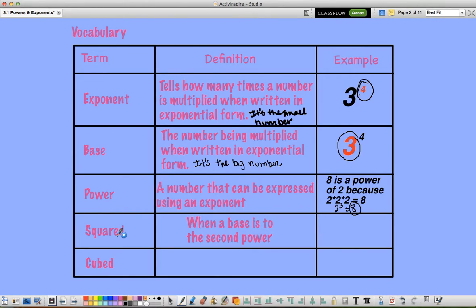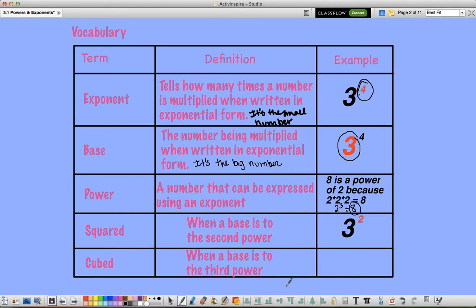Squared, when a base is to the second power. So when you hear us talk about something squared, 5 squared, 10 squared, we're talking about a number raised to the second power. So it's that exponent being 2. You only use the word squared when your exponent is 2. And we'll see how this is related to area later on down the road. But when you take length times width of a square, you're taking the same number times itself. So they're interrelated.